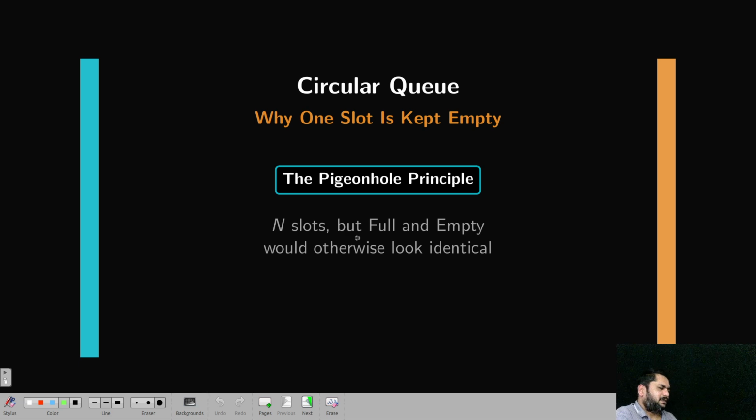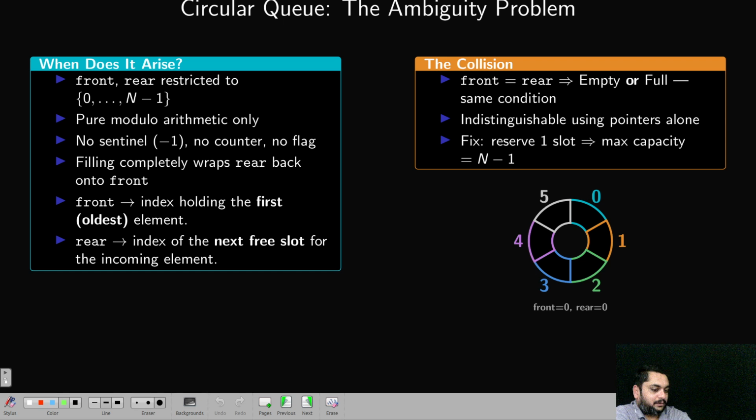But the standard implementation usually sets the front and rear to 0. If you initialize to 0, there is a certain problem we face, and for that reason we have to keep one slot empty. So if n is the capacity, the maximum utilization will be n minus 1. This is based on the pigeonhole principle, which is why we get this issue. Let's understand this.